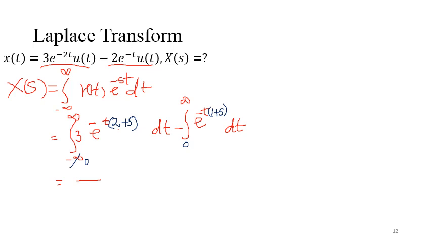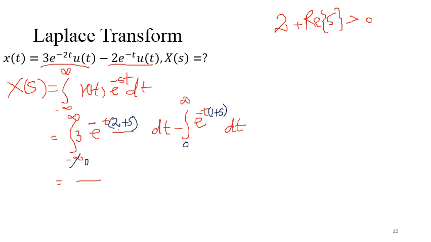So for convergence, it is a must that we have 2 plus the real part of s greater than 0. You understand, when it is equal to 0, what will happen? You'll have a constant and you have integration from 0 to infinity, so again it will diverge. So that means it is a must that 2 plus real of s must be greater than 0.